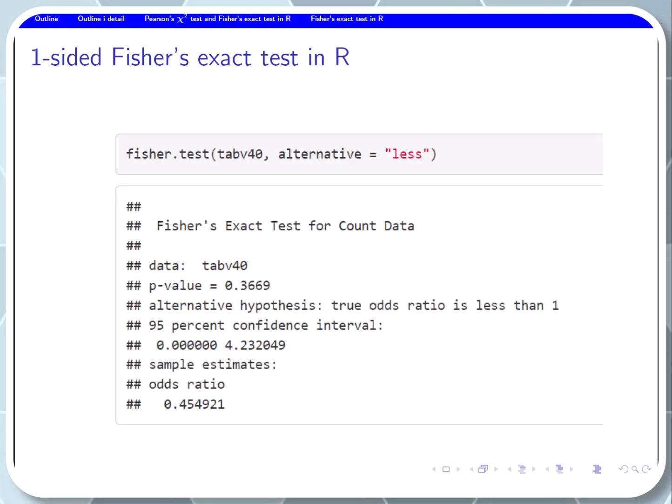In case you are interested in one-sided Fisher's exact test in R, we need to add alternative equal to less. The function will report exactly one-sided Fisher's exact test. If you are interested in the difference between two-sided and one-sided Fisher's exact test, you can watch the video and find the link below. This is the end of the video about chi-square test and Fisher's exact test in R.